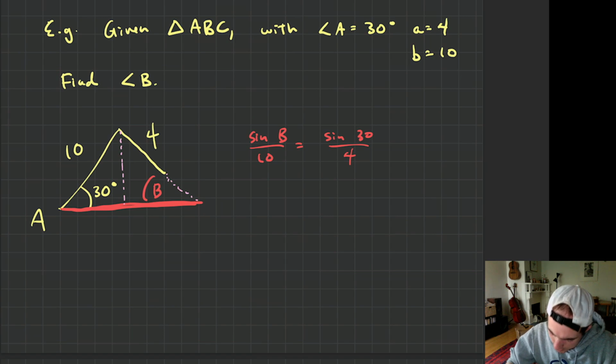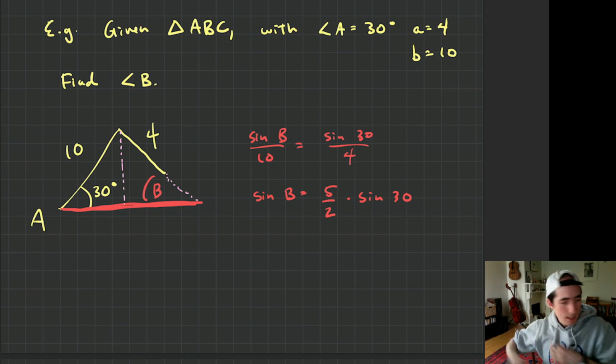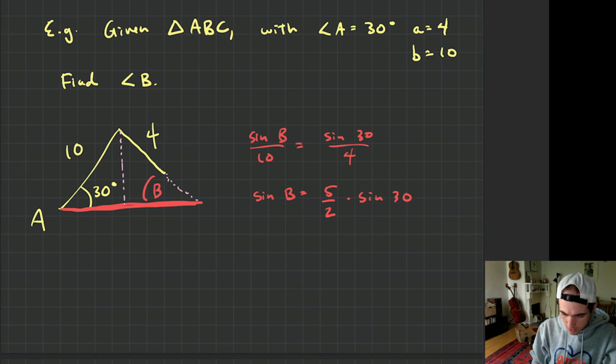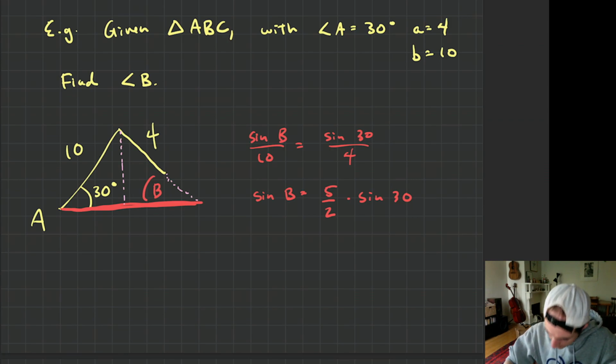In other words, sine of B is equal to 10 over 4 times sine of 30, or in other words, 5 over 2 times sine of 30. And let me just pull out my calculator. So sine of 30 is equal to a half, times 5, divided by 2, equals 1.25. So sine of B is equal to 1.25.